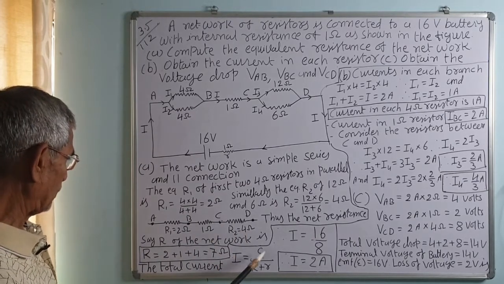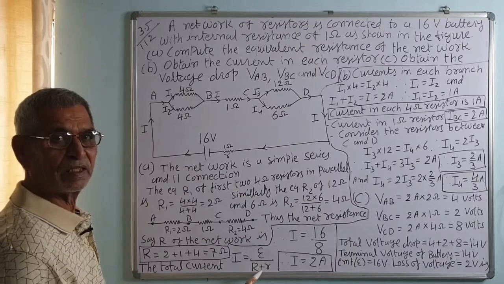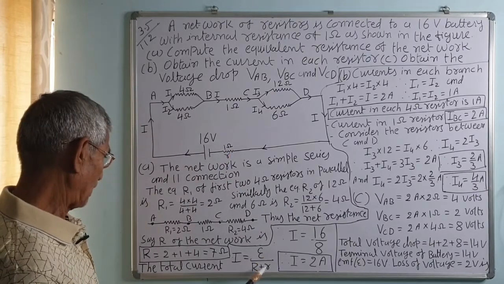So, total current is equal to EMF upon R plus internal resistance r. The 1 ohm internal resistance we will have to consider while calculating the current.